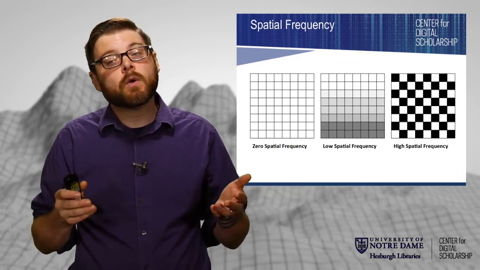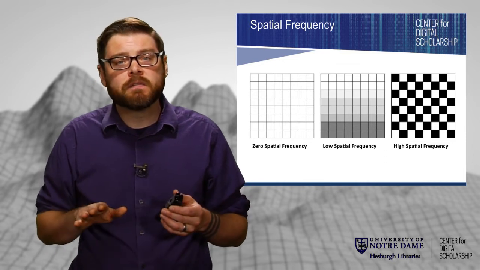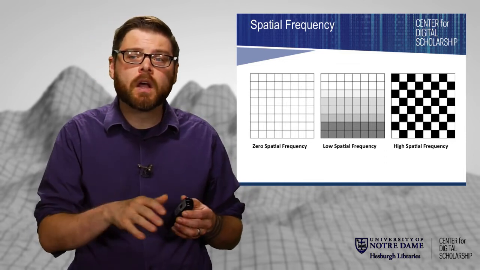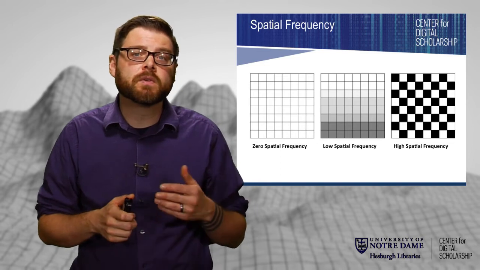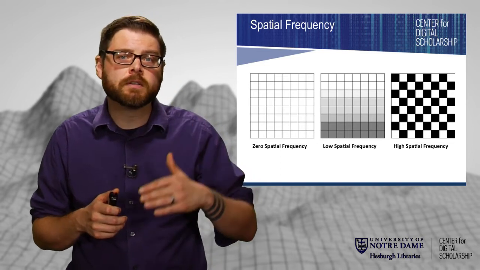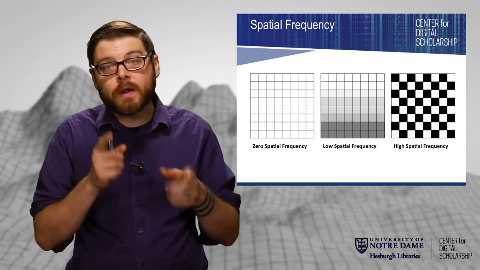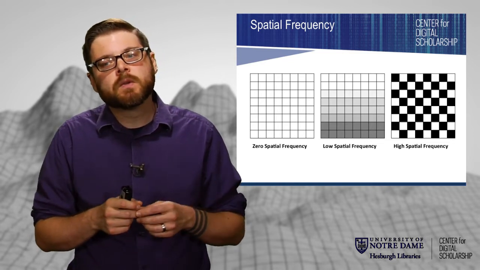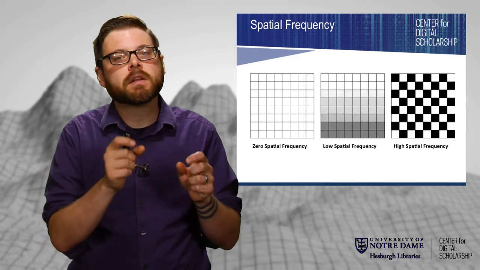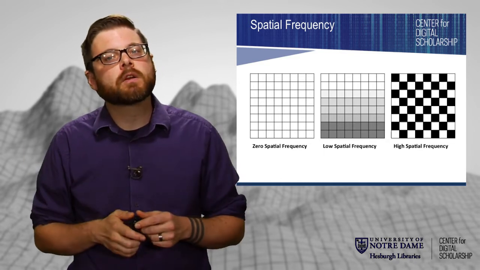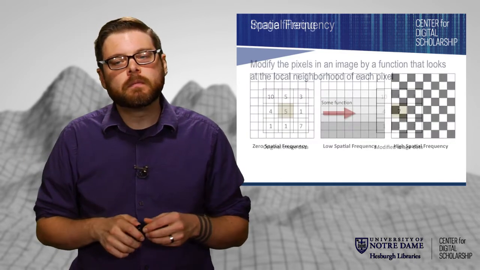If we had something with a low spatial frequency, it means it gradually fades from one thing into another. You can see in that middle image up here where it goes from black to white very, very slowly and gradually. Whereas something with very high spatial frequency is very different between individual pixels. So we might have something that's black in one pixel, white in another, and goes all the way across like this checkerboard pattern here.